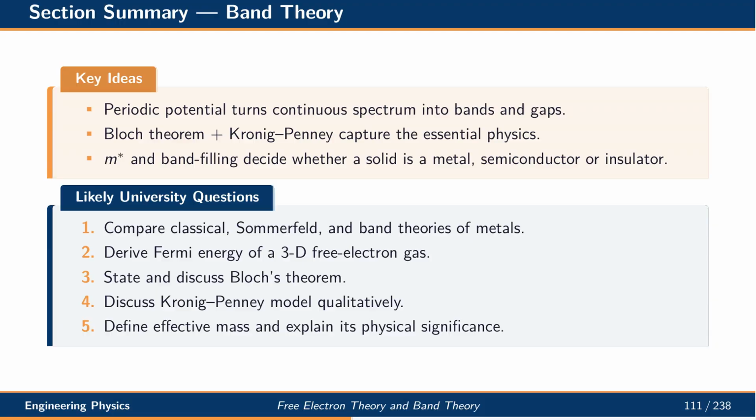Let us summarize this section. The periodic potential of a crystal turns continuous energy spectra into bands separated by forbidden gaps. Bloch's theorem and the Kronig-Penney model capture the essential physics. The effective mass and band filling together decide whether a solid behaves as a metal, semiconductor, or insulator. Common exam questions ask you to compare classical, Sommerfeld, and band theories, derive the Fermi energy, and state Bloch's theorem.